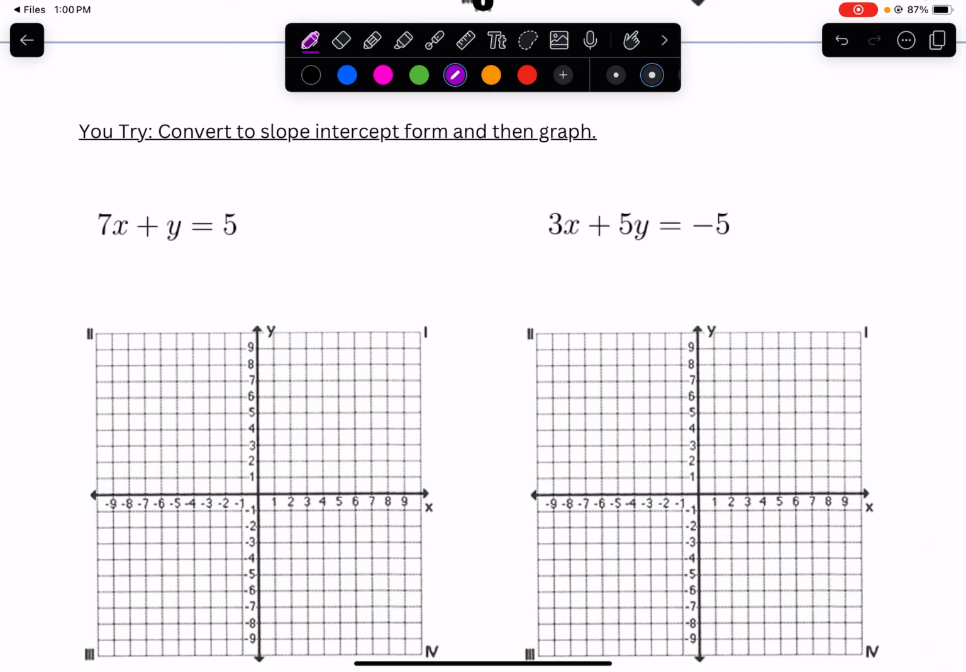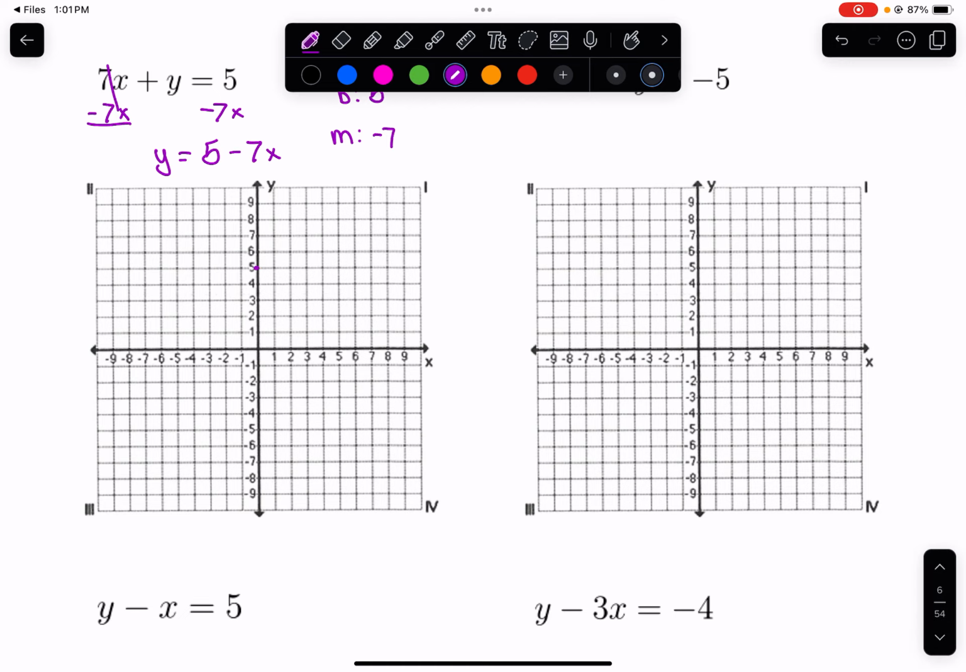So here, if I want to solve in terms of y, y is equal to 5 minus 7x. My intercept is 5. My slope is -7. So I'm starting at 5. And now I'm going to go down 7 and over 1. Again, down 7 and over 1.